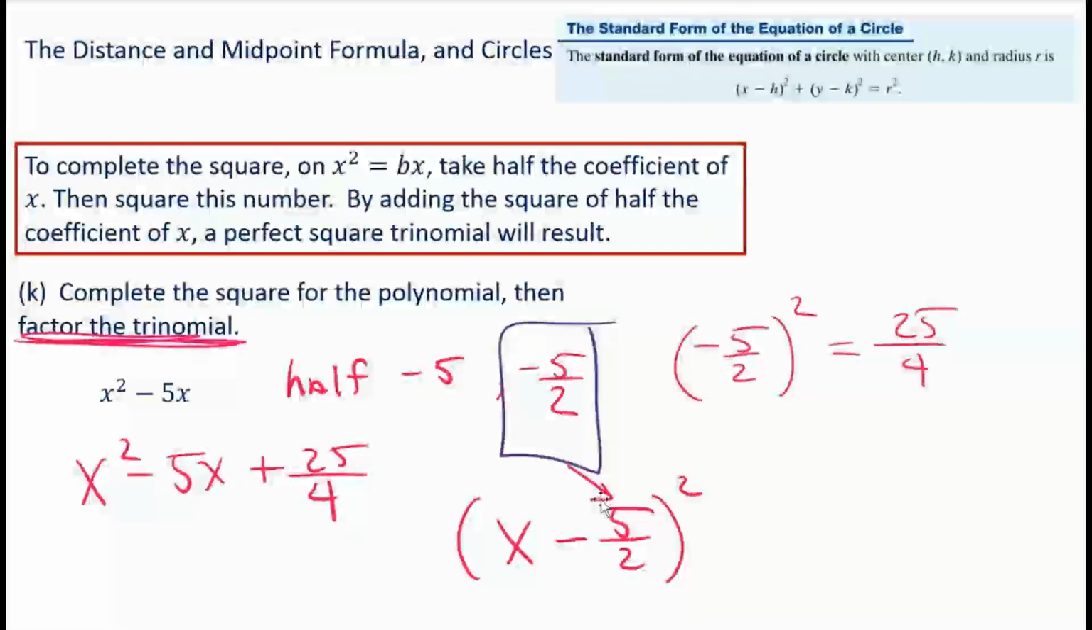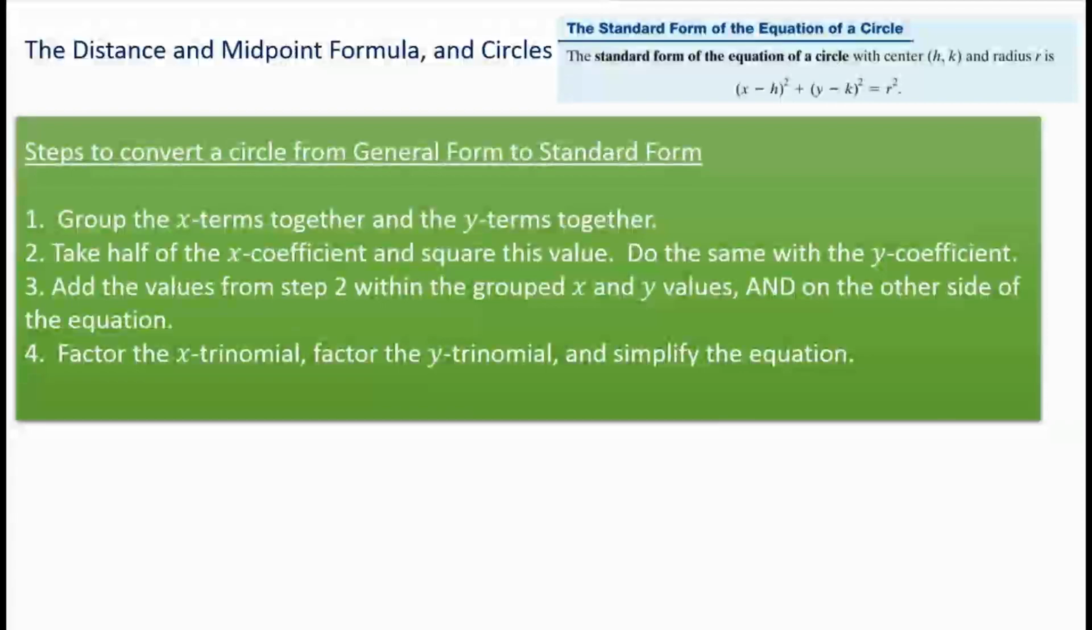No problem. Now, how does that apply to what we're doing? Let's take a look. Okay, so this is steps to convert a circle from general form, remember that's the all multiplied out form, to standard form. So you're going to want to keep these directions nearby. We're going to group the x terms together and the y terms together. We're going to do that first. Then we're going to take half of the x coefficient and square this value. Then we're going to do the same thing to y.